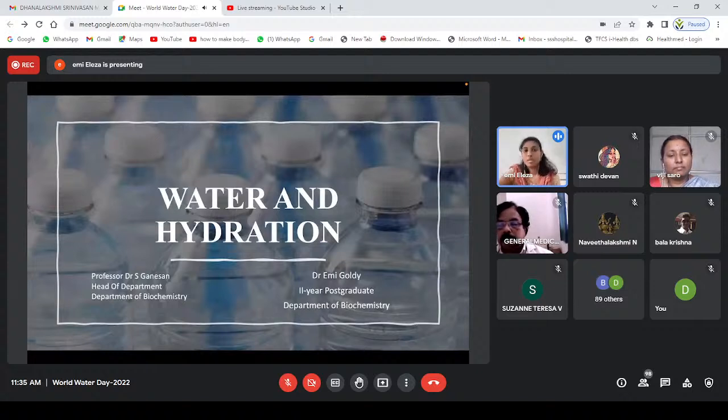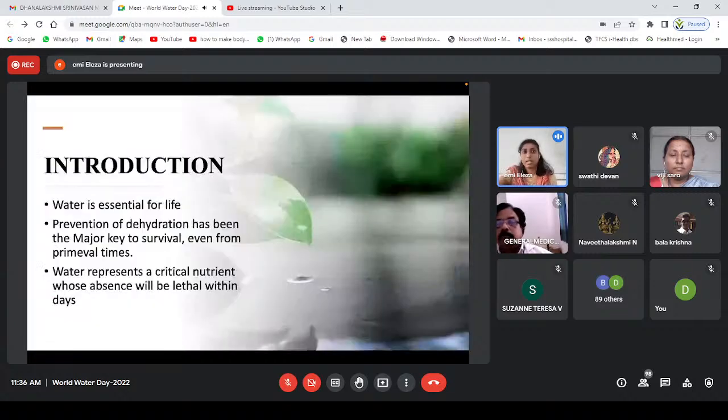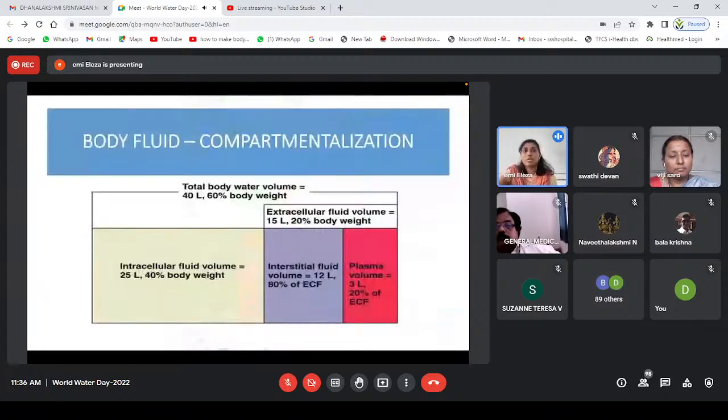Good morning, everyone. I'm Dr. Amy Goldie, second year postgraduate in the Department of Biochemistry. On this Water Day, my topic is water and hydration. As we know, water is essential for life. Prevention of dehydration has been the major key to survival, even from the primeval times. Water represents a critical nutrition whose absence will be fatal within days.